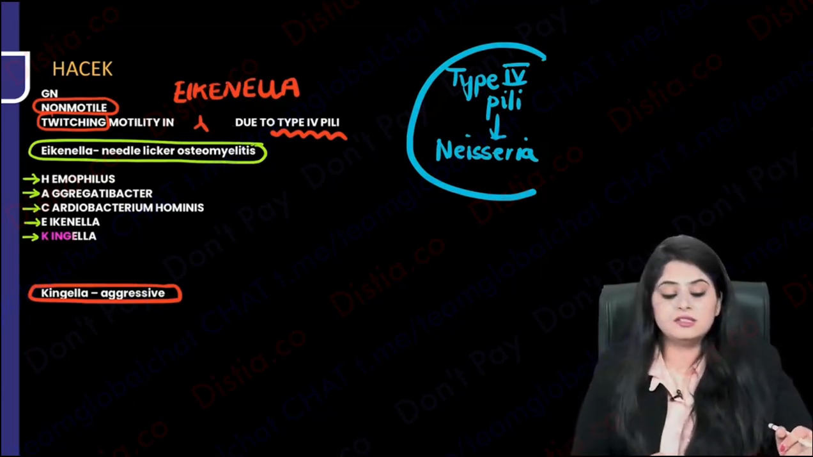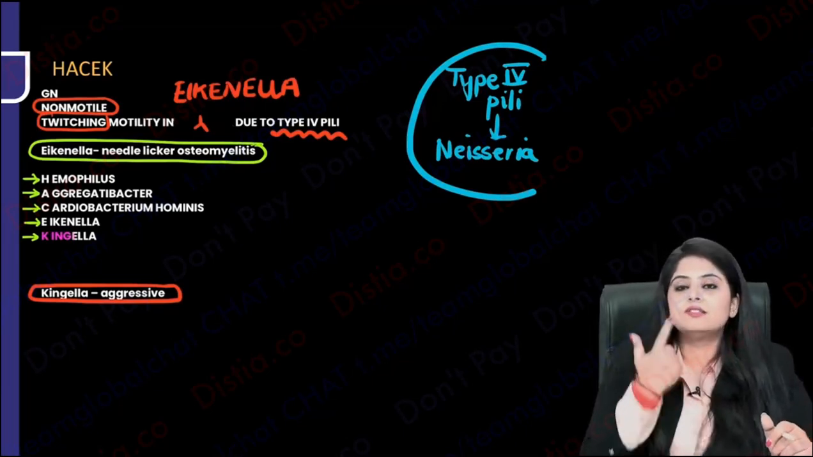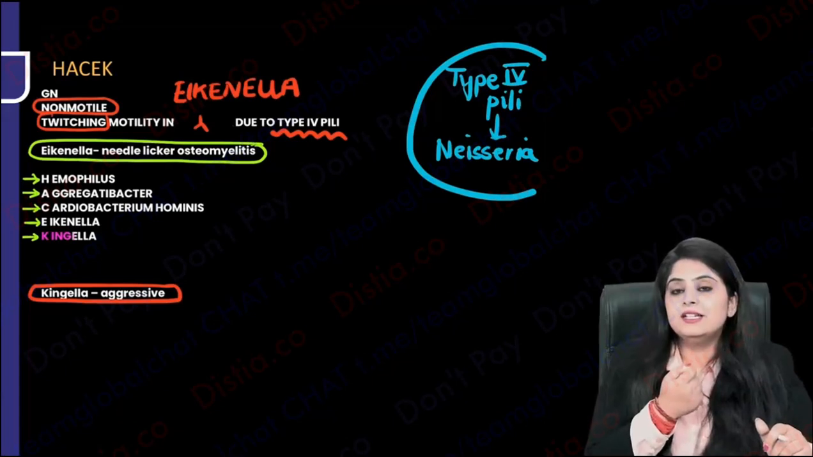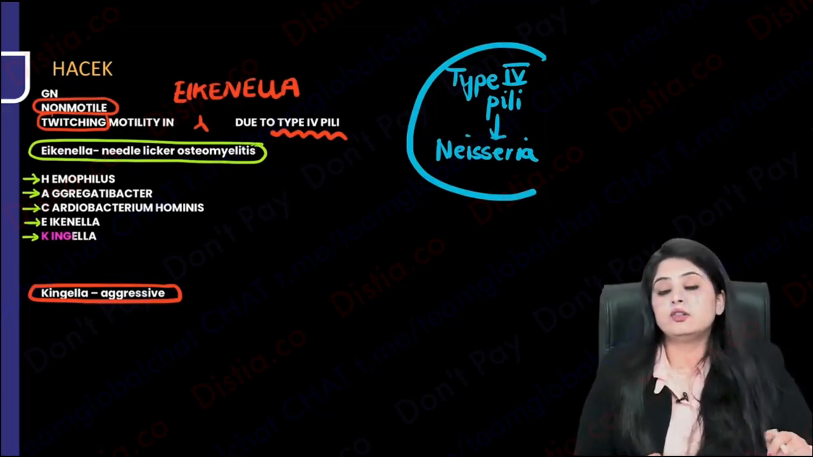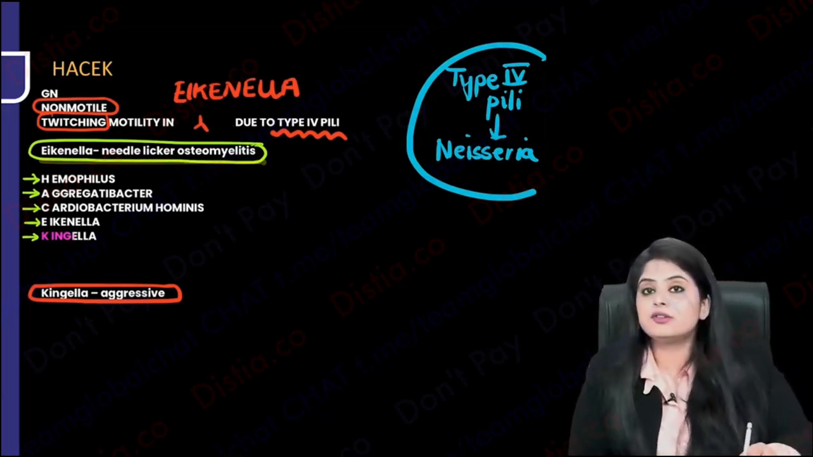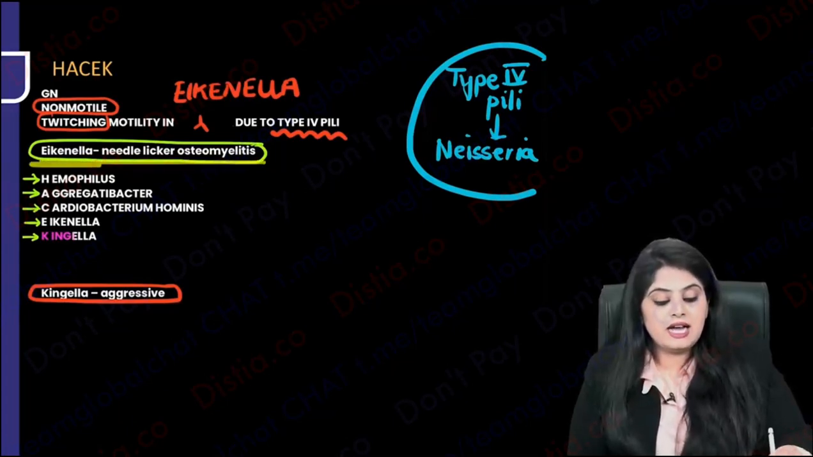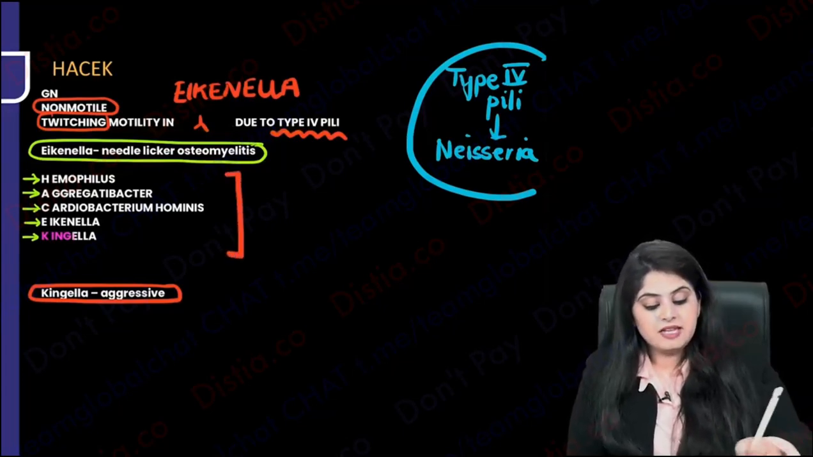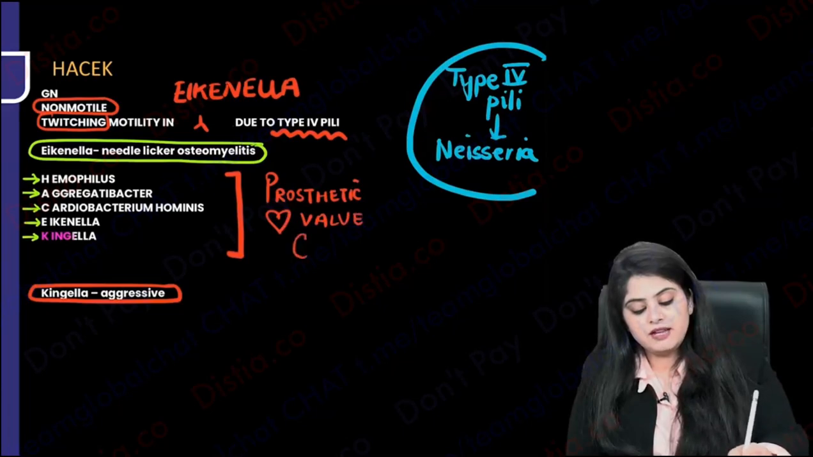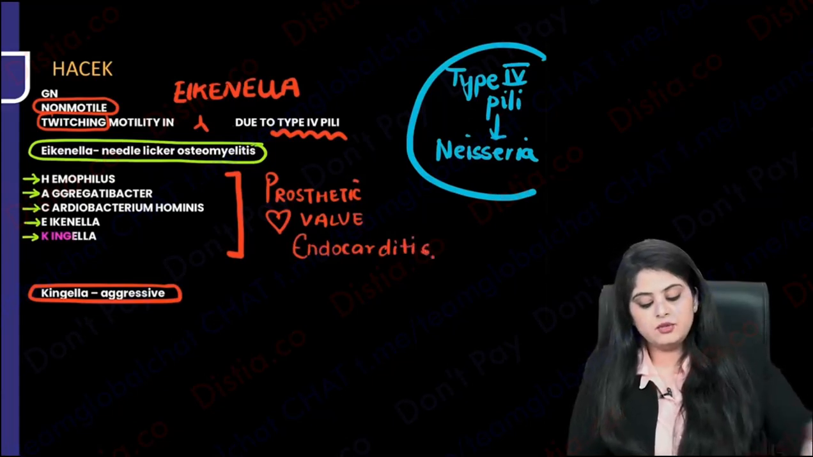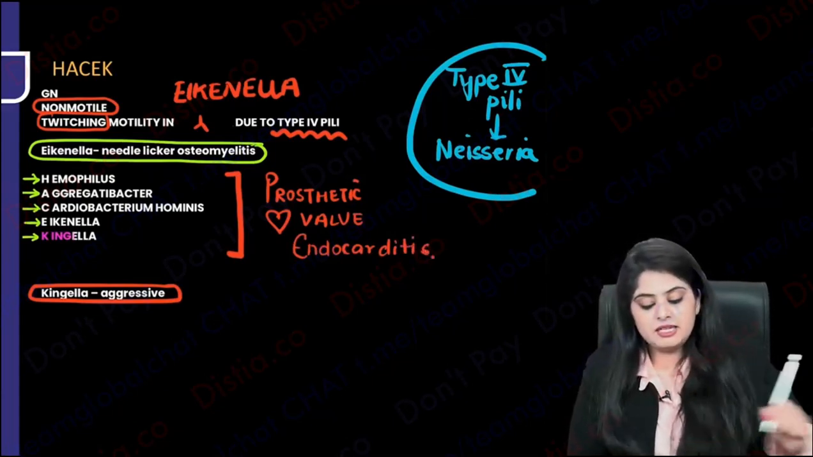So needle lickers. So basically many of these HACEK wala organisms are also our normal mouth commensals. So when they lick the needle, the organism gets onto the needle, they inject it, and then it can cause osteomyelitis. So it is the needle lickers osteomyelitis, which is by Eikenella. Eikenella is the one that is going to show you twitching motility. But together as a family, where have they been implicated? Together as a family, they are known to cause prosthetic heart valve endocarditis. Done with HACEK family. Let's move forward.